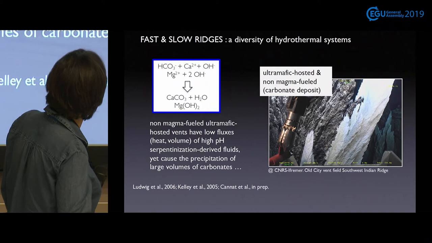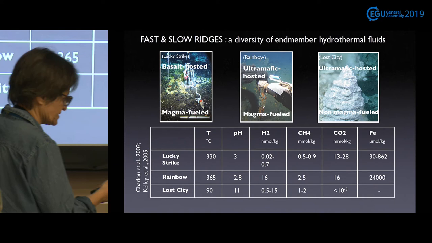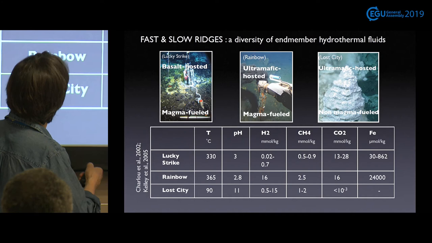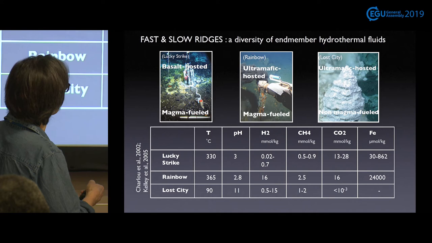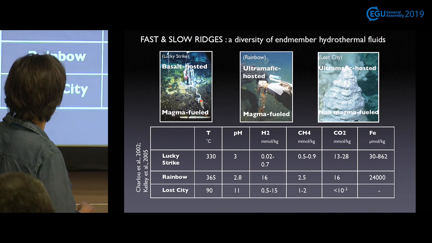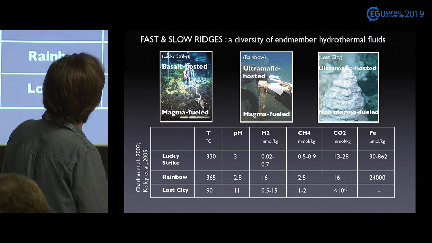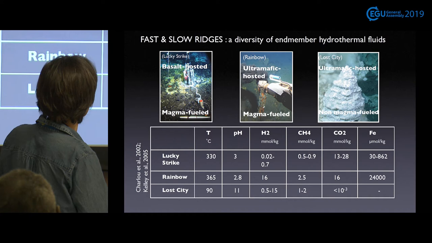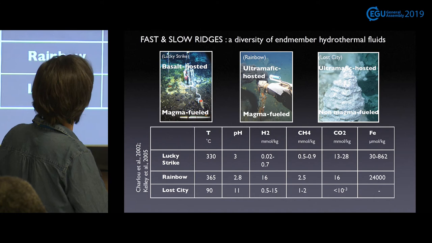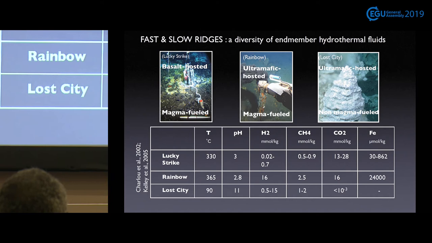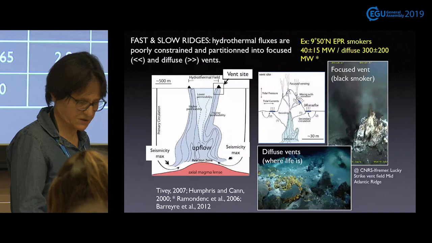I wanted to show you just two things about these different types of hydrothermal circulations. So we've got two types of magma fueled, one on basalts, one that is magma fueled but set on peridotites. And the interesting thing about this one is that it releases a lot of hydrogen compared to this one that is basalt hosted and doesn't. And then the difference with the non-magma fueled is seen with the pH. The pH of the fluids that correspond to circulation fueled by magma, hot, the black smokers, is low, and the serpentinization associated circulations have high pH.